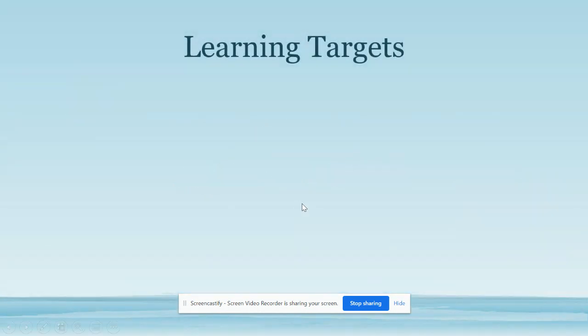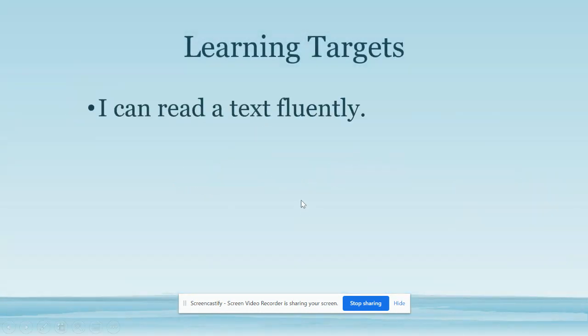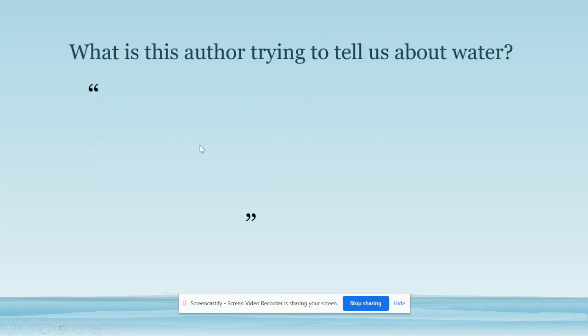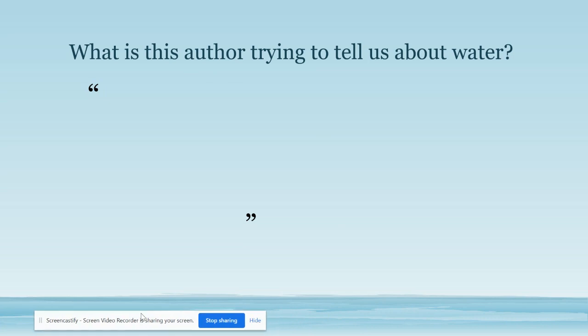Our learning targets today are: I can read a text fluently, and I can identify unknown words. So today we'll practice reading a text out loud to someone in our family, and then we're going to work on coming up with words that we don't know from the text that we're looking at. First we're going to start with a little quote, and I want you to think about what this author is trying to tell us about water.